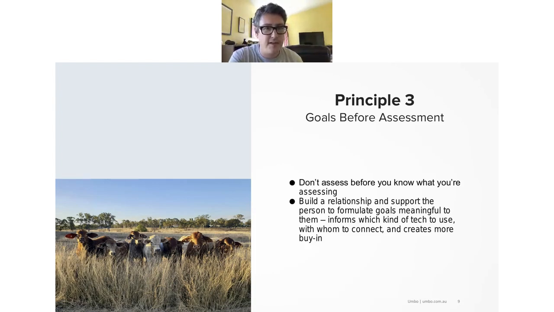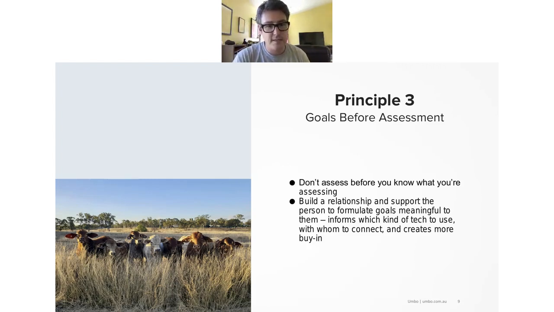Basically, we're trained to assess and to intervene. So find the problem, fix the problem. But when we're talking about supporting people with a really self-directed kind of therapy, a person-centered therapy, then it's really important to figure out what's important to that person before we go ahead with assessing anything. So you've got to build a relationship with them and find out what goals are meaningful to them to start off with.